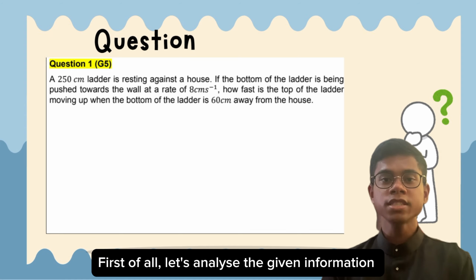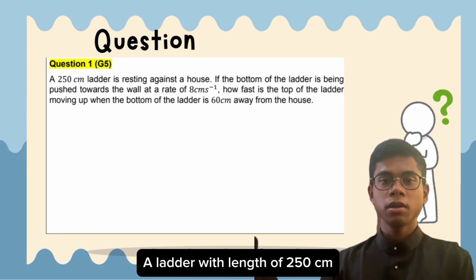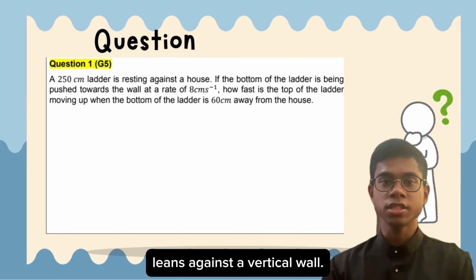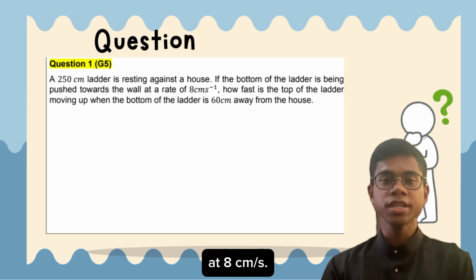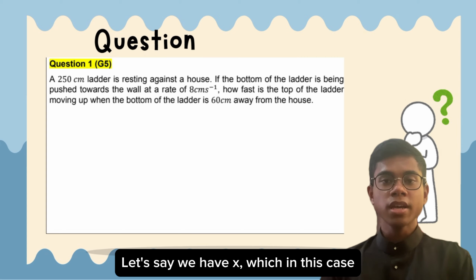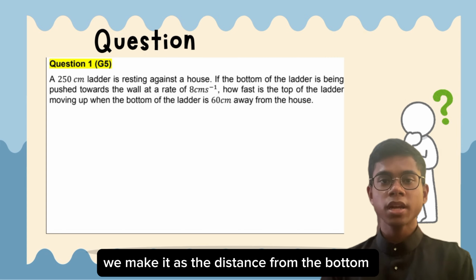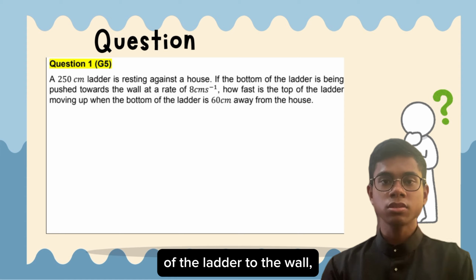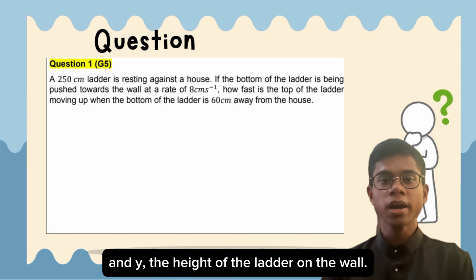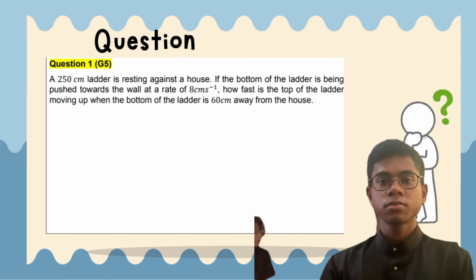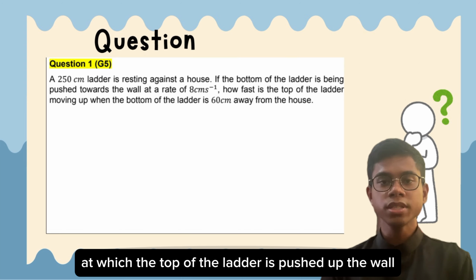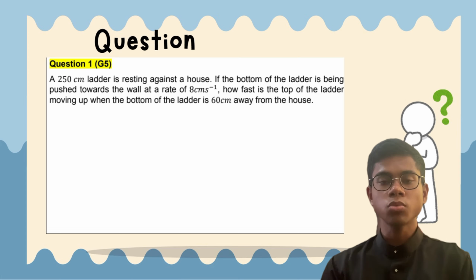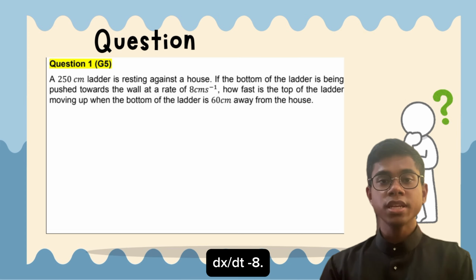First of all, let's analyze the given information. A ladder with length of 250 cm leans against a vertical wall. The top of the ladder is pushed up the wall 8 cm per second. Let's say we have x, which in this case, we make it as the distance from the bottom of the ladder to the wall, and y, the height of the ladder on the wall. We are going to find dy over dt, which is the rate at which the top of the ladder is pushed up the wall. dx over dt is negative 8.